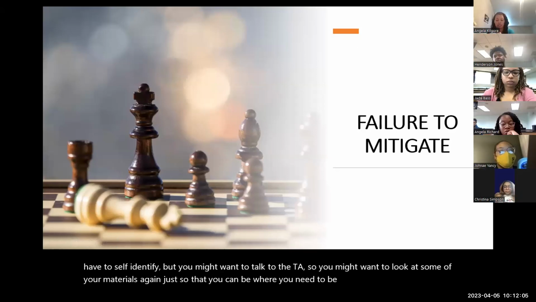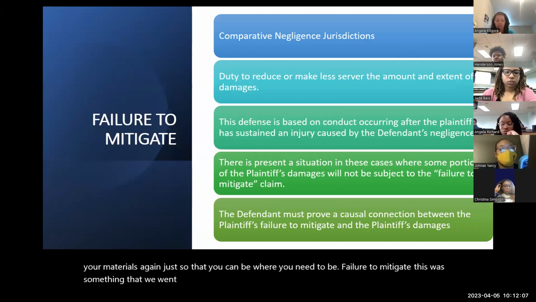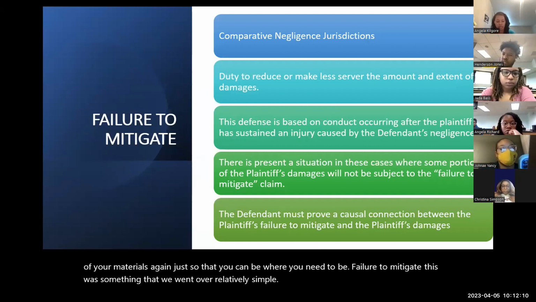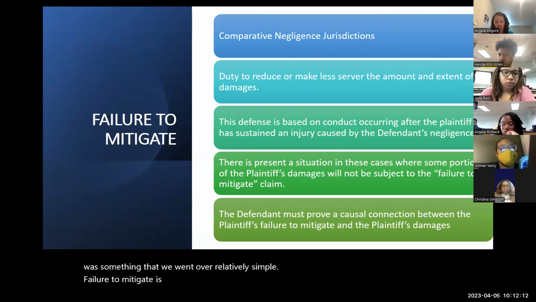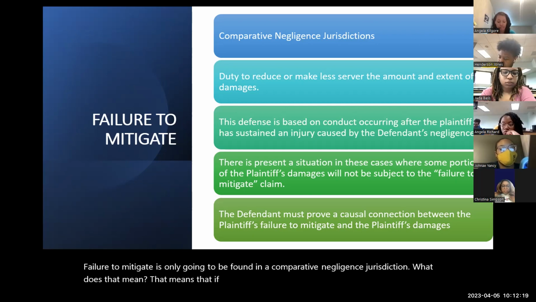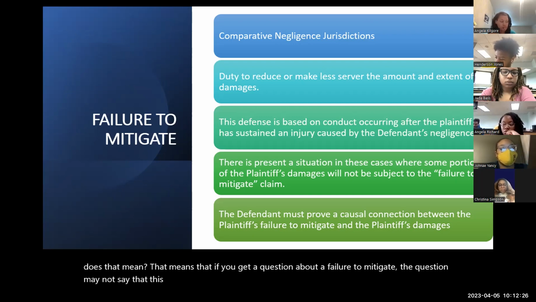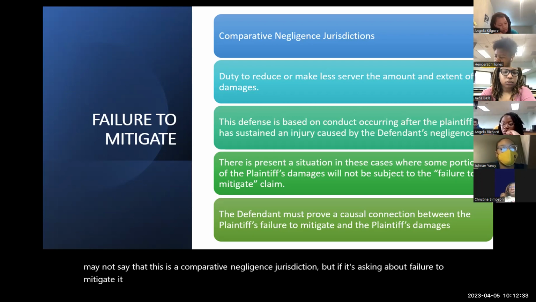Failure to mitigate, this was something that we went over, relatively simple. Failure to mitigate is only going to be found in a comparative negligence jurisdiction. What does that mean? That means that if you get a question about a failure to mitigate, the question may not say that this is a comparative negligence jurisdiction, but if it's asking about failure to mitigate, it has to be by nature a comparative negligence jurisdiction.